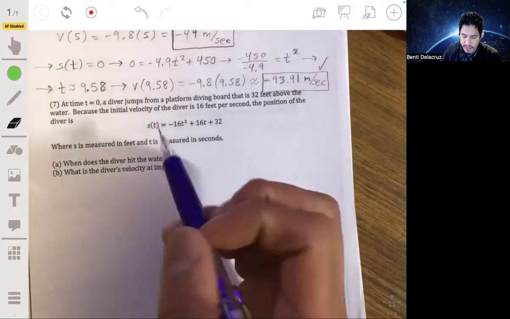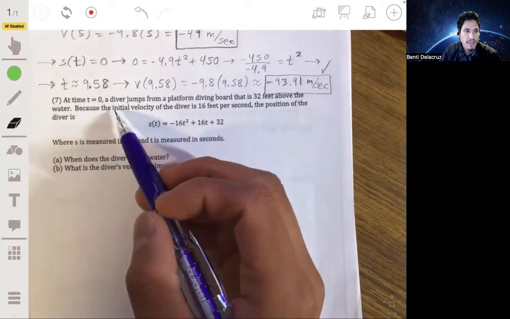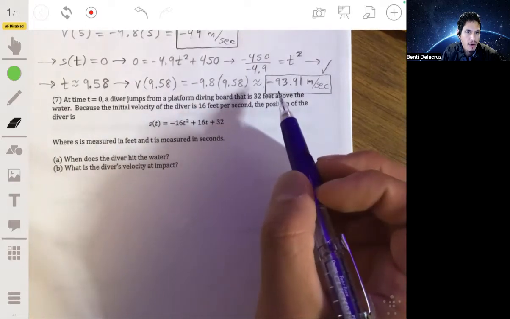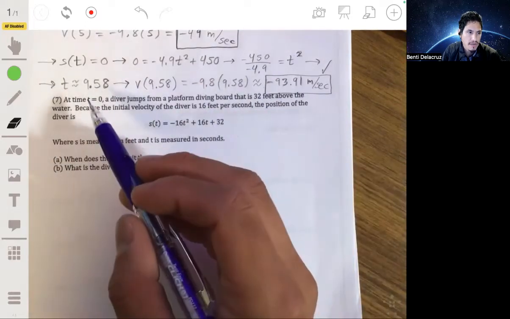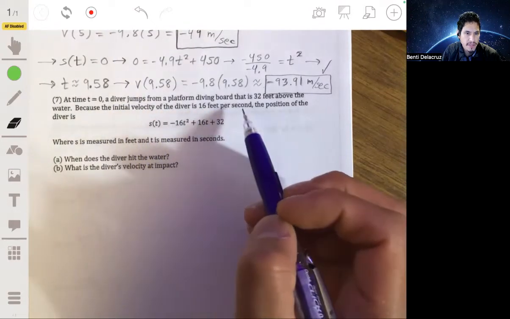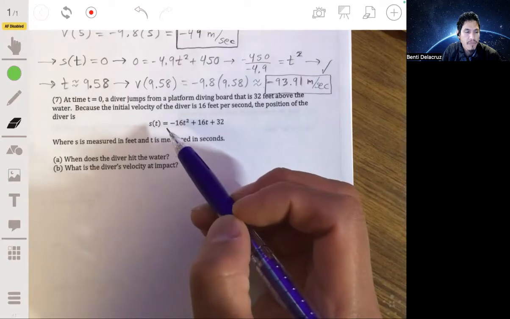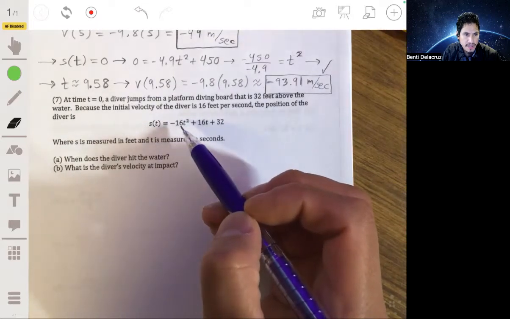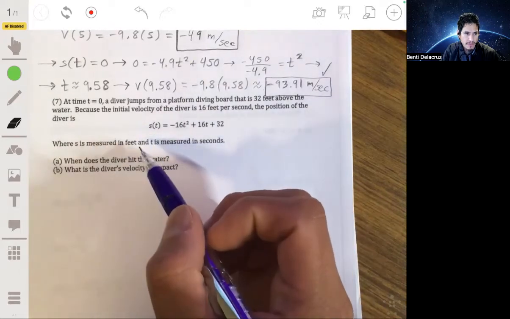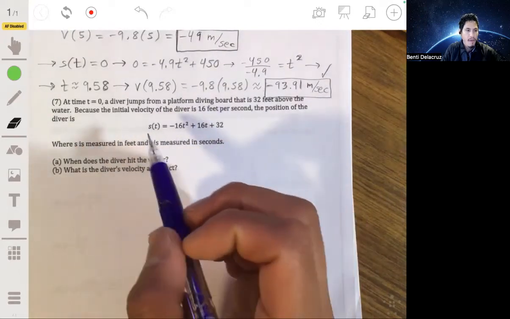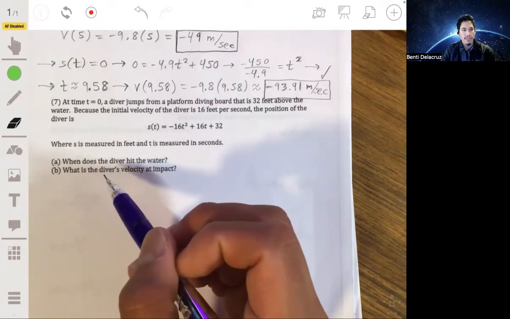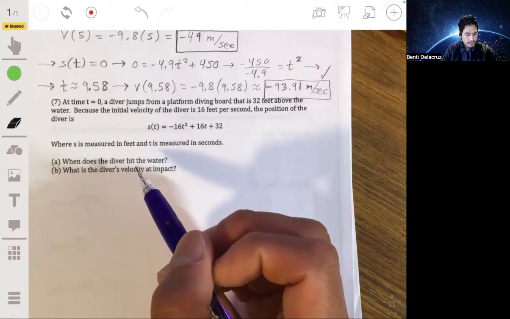All right, so we have another one at time 0. A diver jumps from a platform diving board at 30 feet above the ground, well, above the water, same sort of thing. Because the initial velocity of the diver is 16 feet per second, the position of the diver is s of t equals negative 16 t squared plus 16 t plus 32, where s is measured in feet and t is measured in seconds. So we have to answer 2 questions. When does the diver hit the water? And what is the diver's velocity at impact?